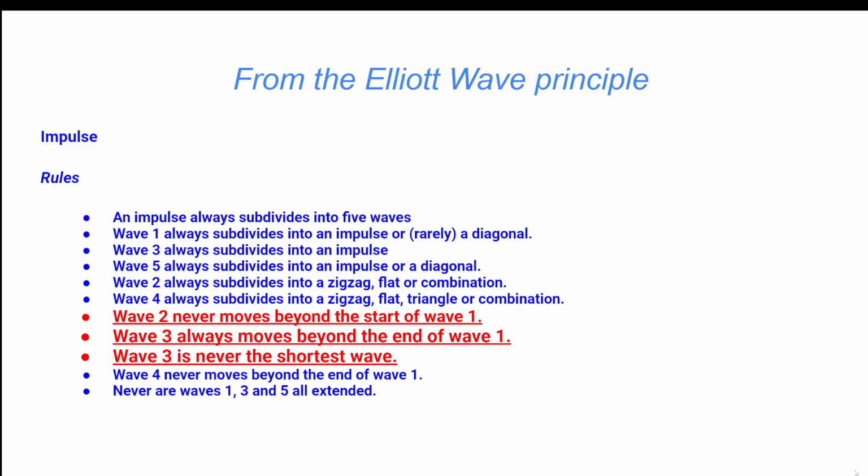And I've highlighted these 3 rules because these are really important. They're almost the golden rules of Elliott wave. Wave 2 never moves beyond the start of wave 1. Wave 3 always moves beyond the end of wave 1. And wave 3 is never the shortest wave. Wave 4 never moves beyond the end of wave 1, and if it does it's a diagonal as we've discussed, and never are waves 1, 3 and 5 all extended.